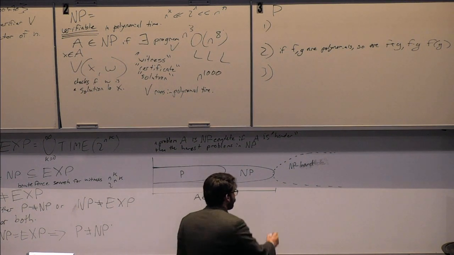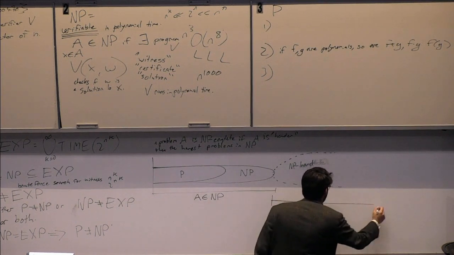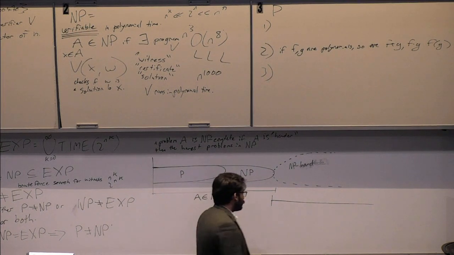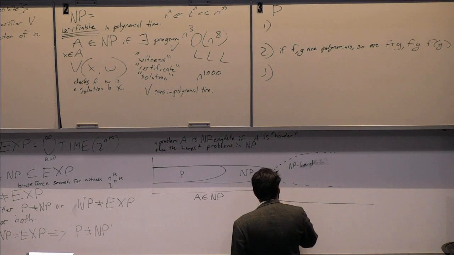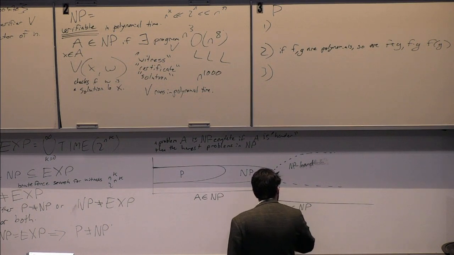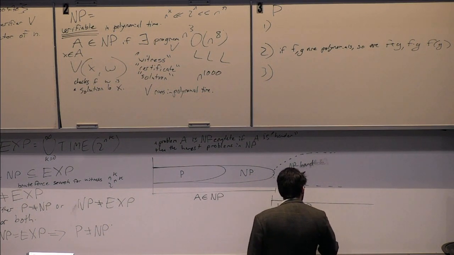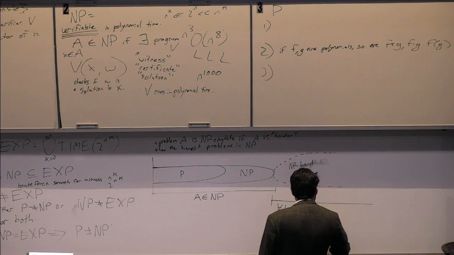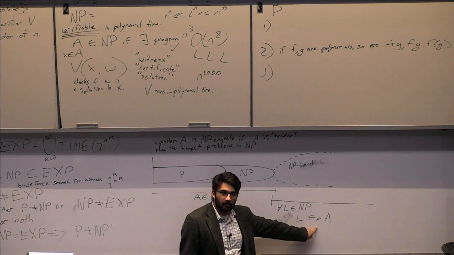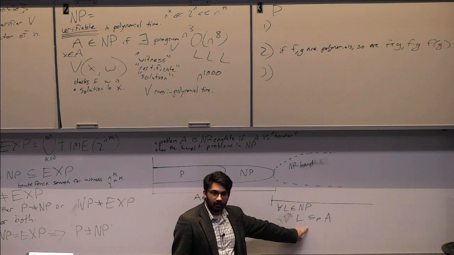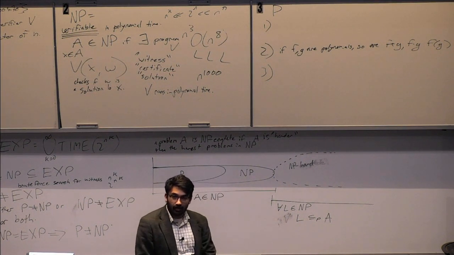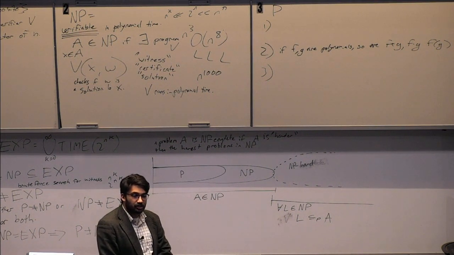Now, how do you show that it's NP hard? To show it's harder than all the problems in NP, you say for all, let's say L in NP, there's what's called a polynomial time reduction, and we'll talk about that. There's a polynomial time reduction from L to A. This symbol is a less than or equal sign with a subscript P. We'll talk about exactly how to prove a reduction. That's the point of today. But you're going to be doing lots and lots of reductions. You're not going to be solving any algorithms. You're going to be giving reductions. And a reduction is a relationship among problems.